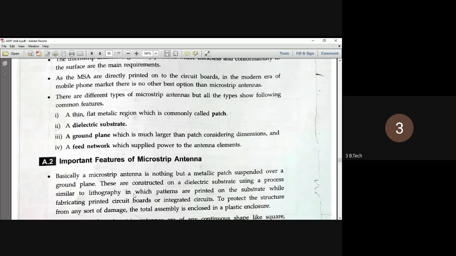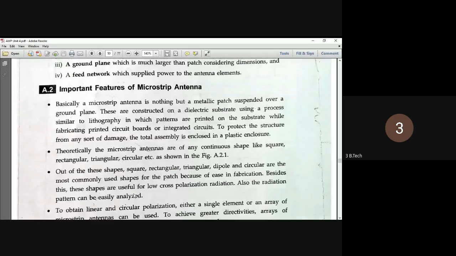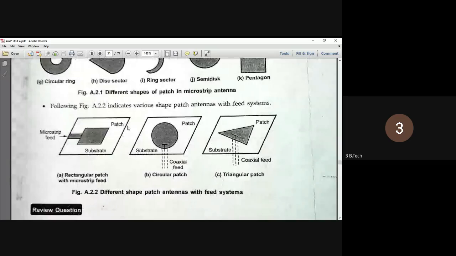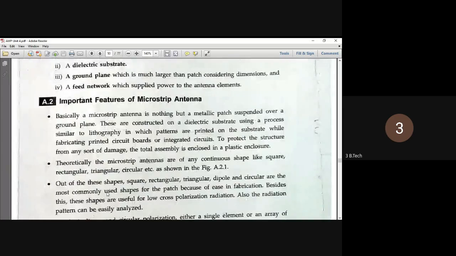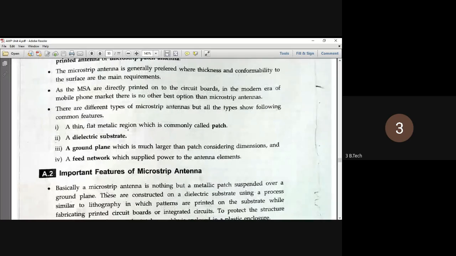So what are the features of the microstrip patch antenna? As you can see in this diagram, it consists of a dielectric substrate board, a patch and a feed point. In the example here they are showing a rectangular patch with a microstrip feed line. A thin flat metallic region is called the patch. The dielectric substrate we are using is RT Duroid.